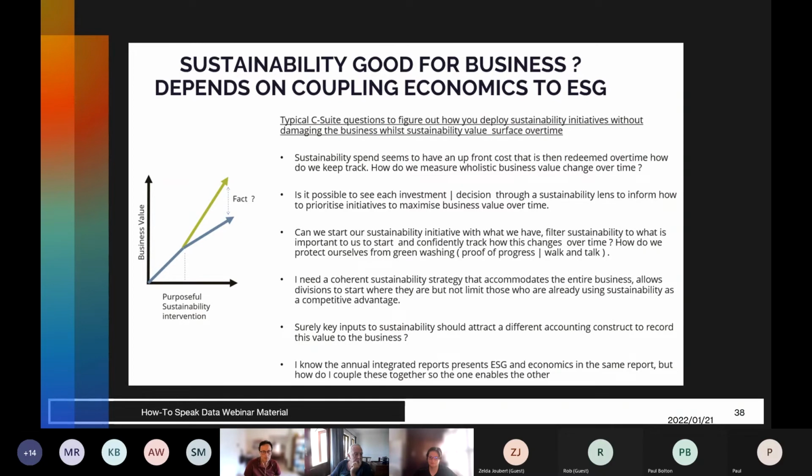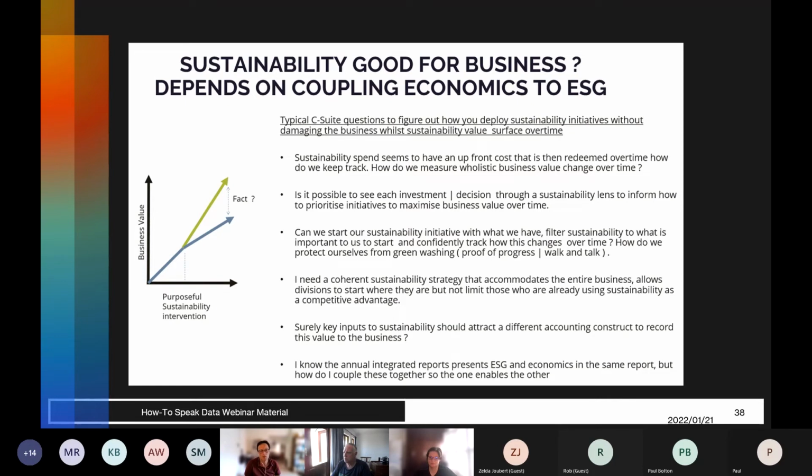So can we filter sustainability to what is important for us to start and confidently track how this changes over time? And so that question is informing some of the ways in which the solutions must work. But I'm hoping as data professionals, you get quite excited because you're going, well, if a CEO wants certainty in terms of how things are changing over time, absolutely.